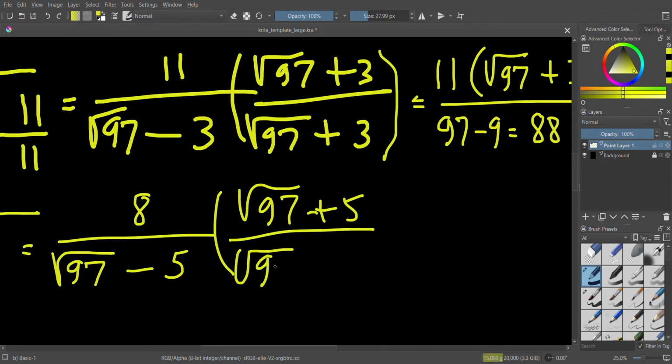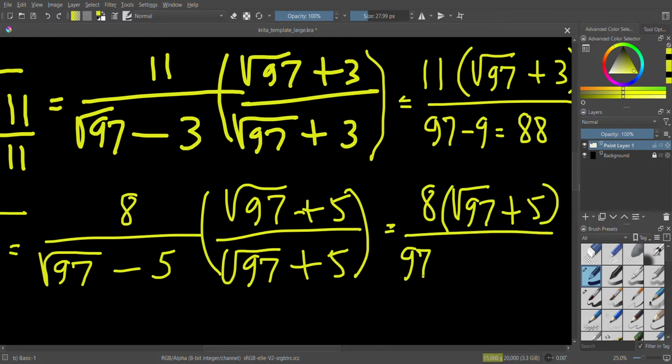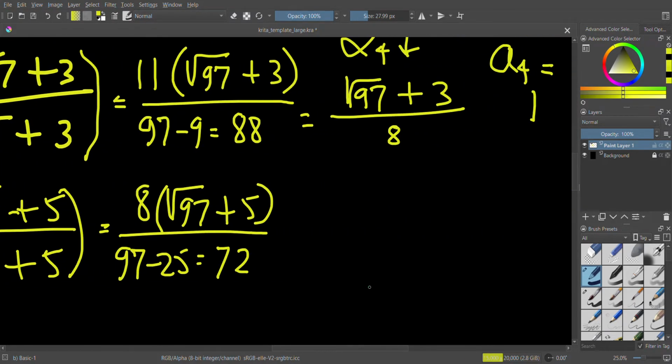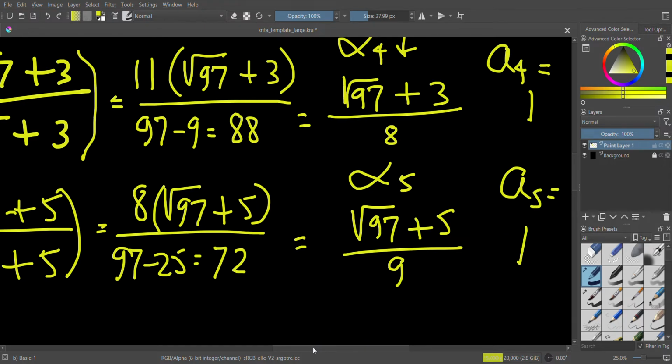Still have not figured out how to do a good eraser in here. Maybe I did, but so far I haven't been having to erase that much. So this is square root of 97 plus 5 divided by 97 minus 25, which is equal to 72. And then we're in alpha 5, right? So alpha sub 5 is equal to square root of 97 plus 5 divided by 9. And A5, 9 plus 5 over 9, is a 1 as well. Okay, so alpha sub 5 is square root of 97 plus 5 over 9.